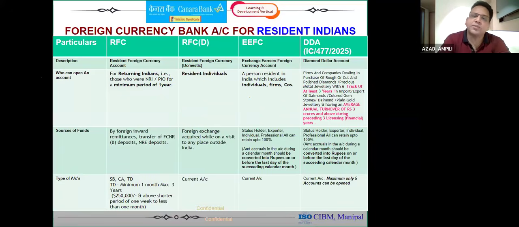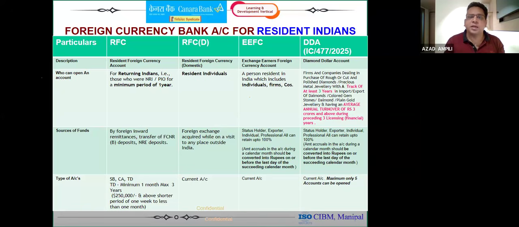EEFC account, as I said, it is for exporters and importers, a current account. An exporter says, I'm getting foreign currency, and I don't want to convert that foreign currency within one month. I can make imports also, and for that I will make payment. If I convert this foreign currency again, exchange risk is there. So this kind of request will come from exporters and importers, and RBI has given this facility.